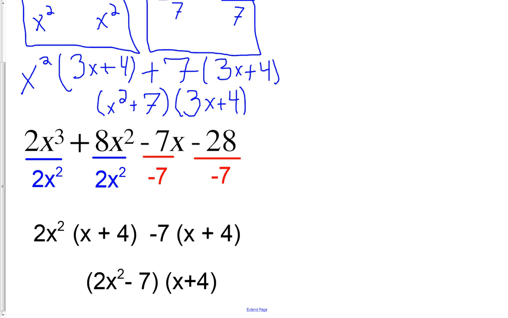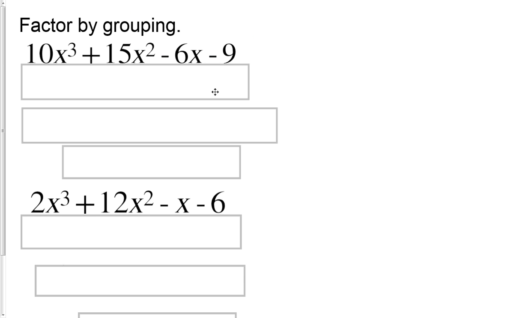Moving on for a couple more. And again, feel free to pause if we're going a little too fast at the end of these slides. 10x cubed plus 15x squared minus 6x minus 9. So what goes into both 10 and 15? 5. x cubed, x squared. Oh, probably noticing a pattern here as well. Each time we're going to take an x squared out. So I have 5x squared coming out.